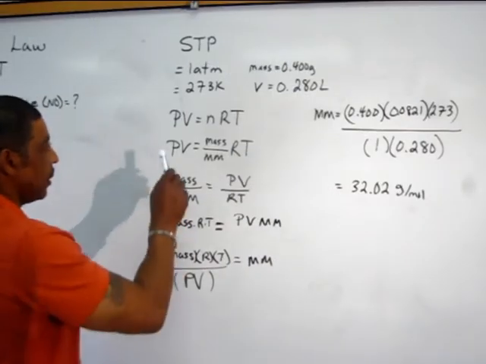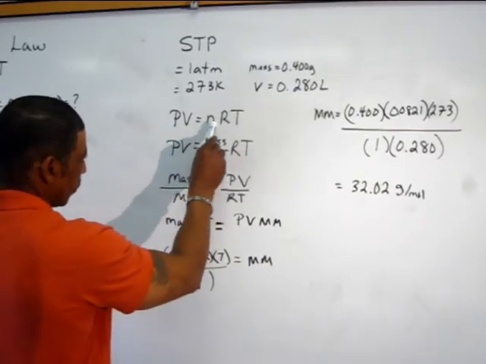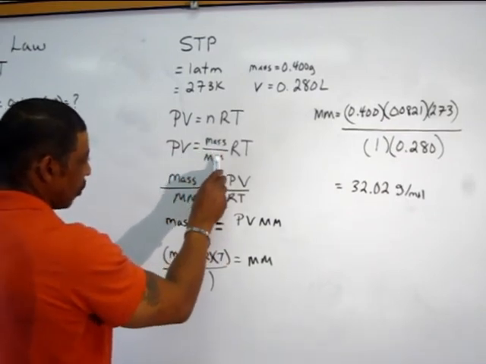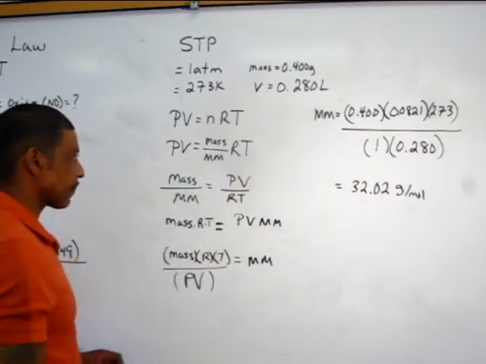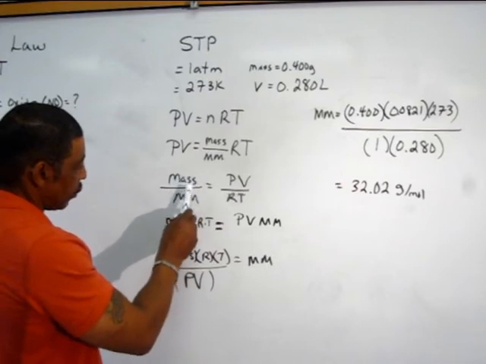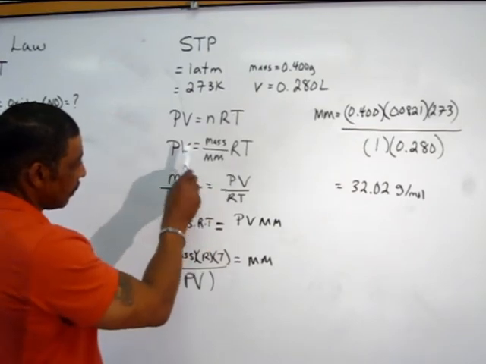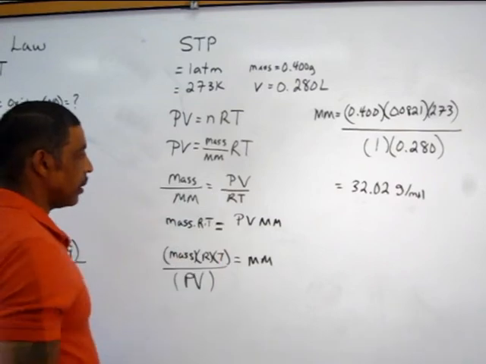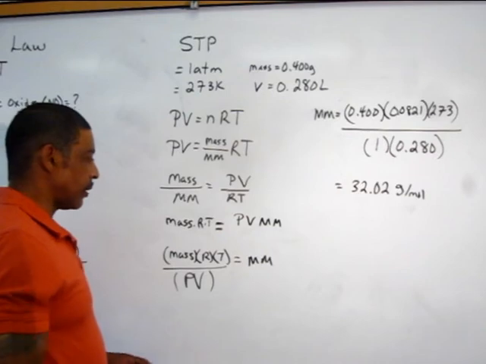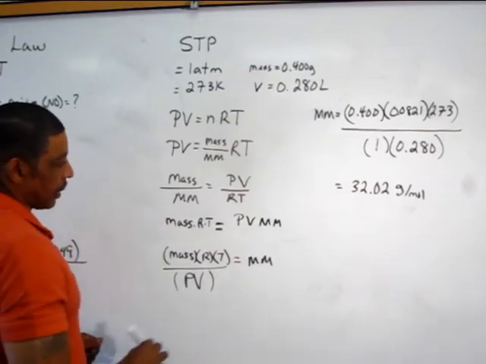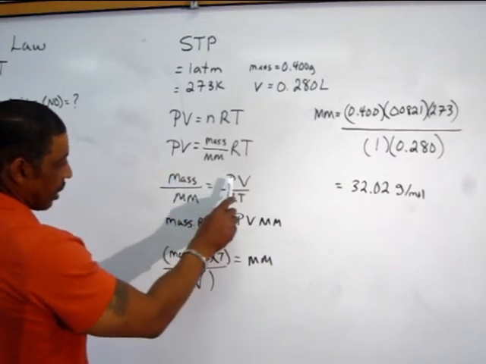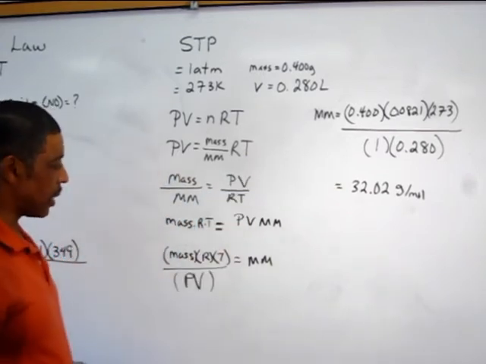Now we turn to the ideal gas equation, where PV is equal to nRT, which may also be written as PV is equal to mass over molar mass times RT. Rearranging the equation will yield the following, where mass over molar mass is equal to PV divided by RT. Clearly, to isolate mass divided by molar mass, we divide through by RT. Now we multiply RT times mass and molar mass times PV. This will yield the following equality.